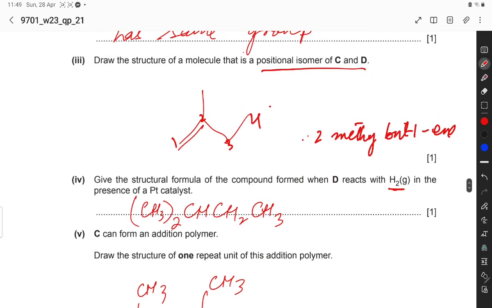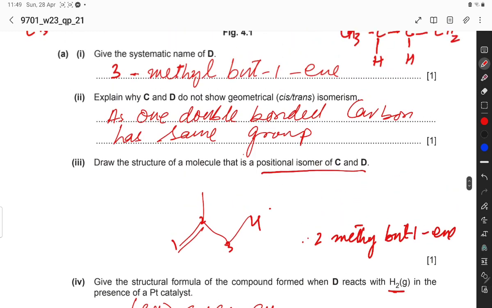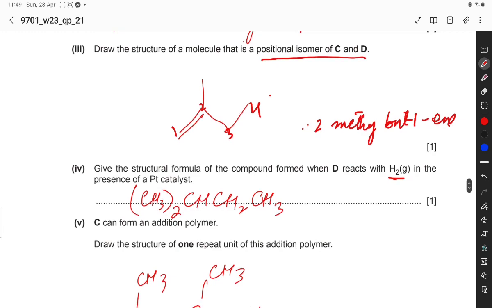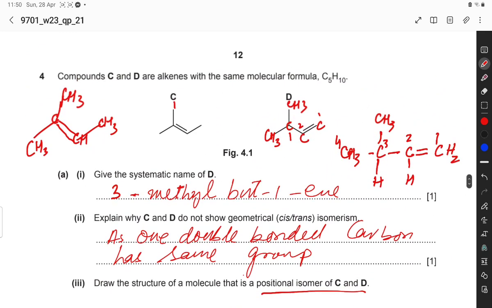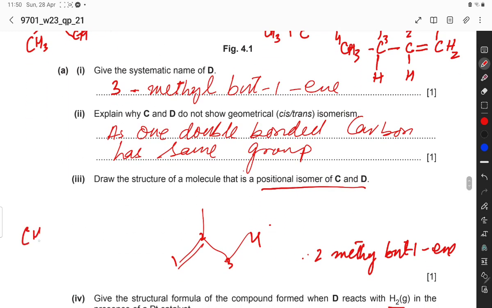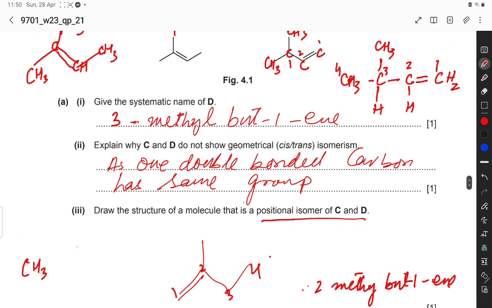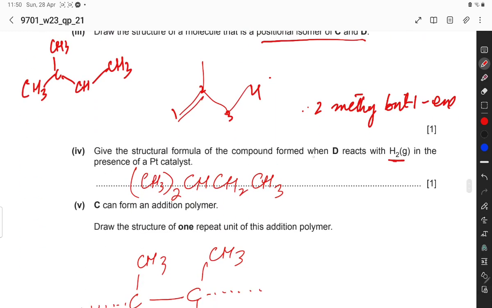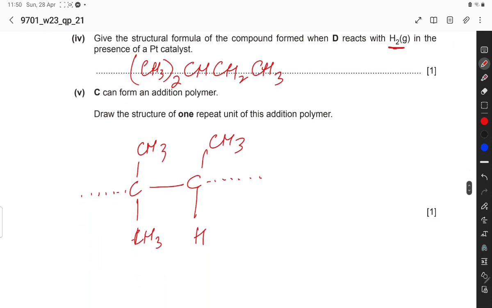Give the structural formula of the compound formed when D reacts with hydrogen in the presence of a catalyst. So the double bond is going to be removed. This is D, and when D reacts with hydrogen we get CH3, CH3, CH, and CH3. So this is the structural formula when D reacts with hydrogen in the presence of a platinum catalyst.